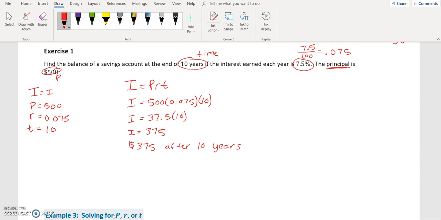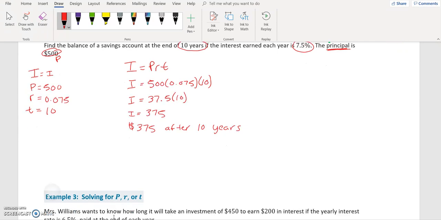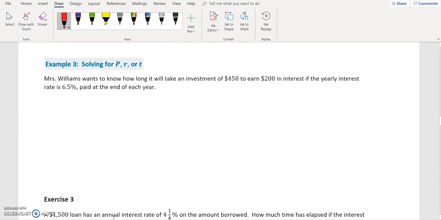We're skipping example 2 and exercise number 2 and going on to example number 3. So if we notice, solving for P, R, or T. In example 1 and exercise 1, we were solving for I, the interest. Now we're looking at possibly solving for one of the other variables. So Miss William wants to know how long it will take. Well, that's time. So that's what we're looking for.